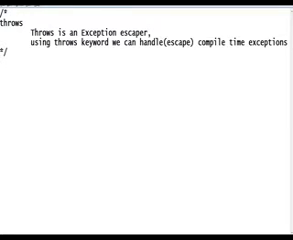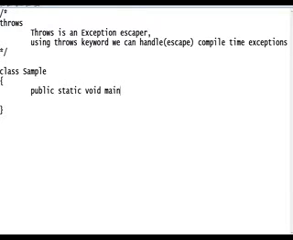For example, say I want to write a small program, class Sample. Now I want to write a public static void main, simple only, with String argument. You know compile time exceptions are there, checked and unchecked exceptions, compile time exception and runtime exception. Compile time exception means it can be recognized at compile time.